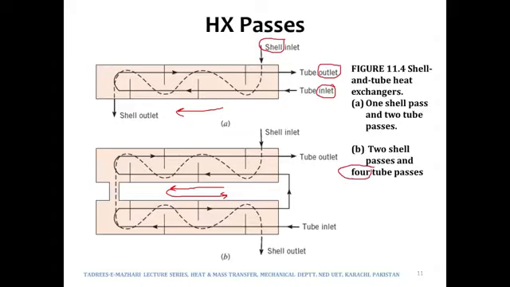So there may be multiple shell passes and multiple tube passes. What is the reason for the passes? Of course, you would have figured out by yourself that we want more heat transfer in less space. So that is why we introduce passes. We increase the number of passes. Otherwise, the length of the heat exchanger will become very large, and there might be a space constraint, or large lengths will introduce other types of stresses as well. So this is about heat exchanger passes.